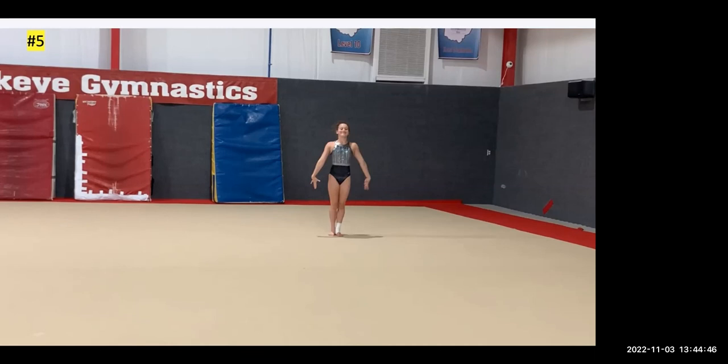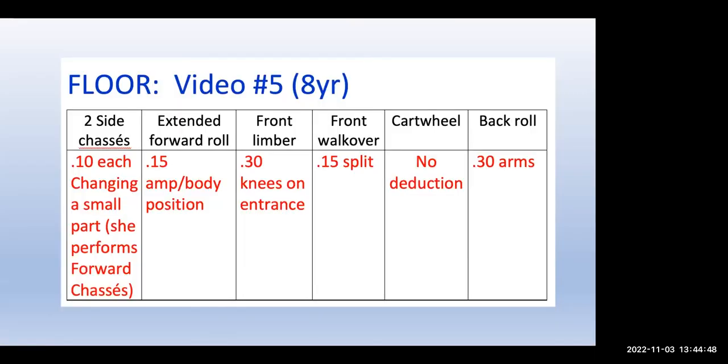All right. She can perform 1 or 2 side chasses to get to the corner. They really want these kids working through the side positions of the chasse. So 1/10 each, performing a small part wrong. Then extended forward roll, a little bit of amplitude and body position on the roll. The front limber, the entrance has to be a jump with straight legs through to the handstand position. She bends them fully up, 3/10 for bent knees. Insufficient split on the front walkover.